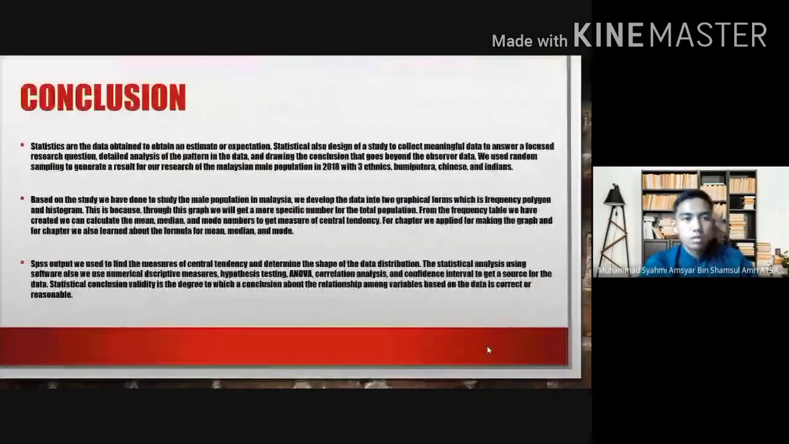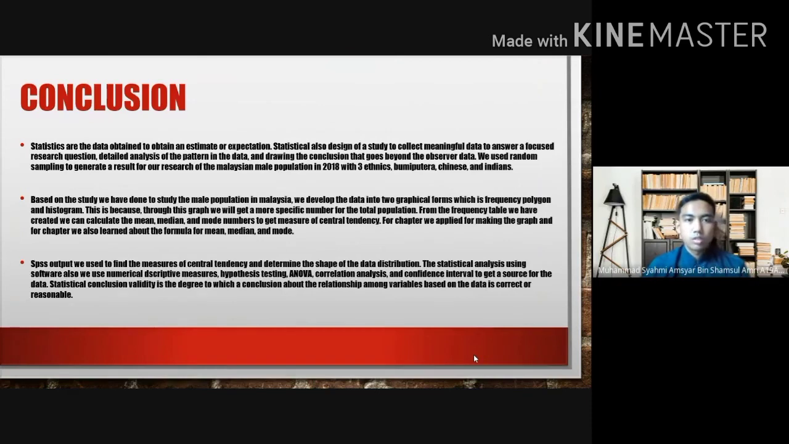For conclusion, statistics are the data obtained to make an estimate or expectation. Statistics is also the design of a study to collect meaningful data to answer a focused research question. It involves detailed analysis of the pattern in the data and drawing conclusions that go beyond the observable data. We use random sampling to generate results for our research of the Malaysian male population in 2018 with three ethnic groups, Bumiputra, Chinese, and Indians. Based on the research we have done about the male population in Malaysia, we developed the data into two graphical forms, which are frequency polygon and histogram.